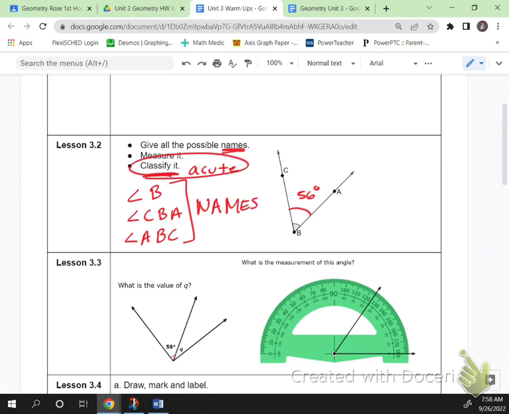When you classify it, you're telling me what kind of type. This is just something that students get confused on the test vocabulary-wise. Name means the name. Acute means the classification, what type of angle it is. Cool? That's a little review of what we did yesterday on Friday.